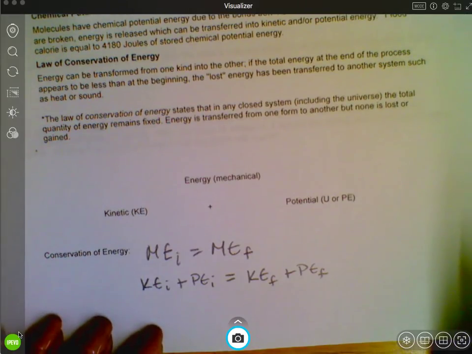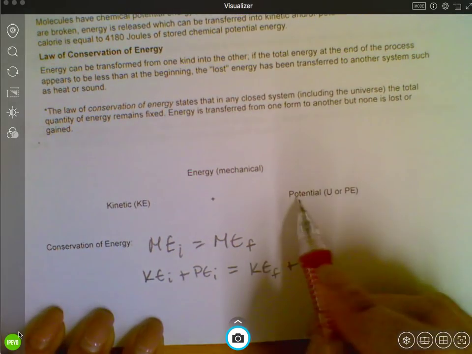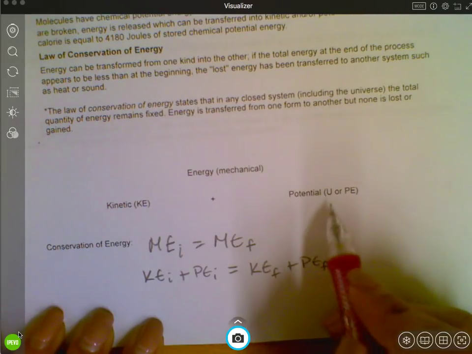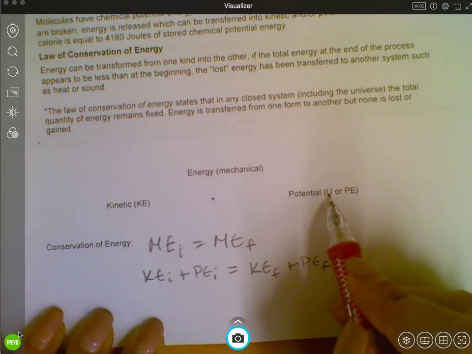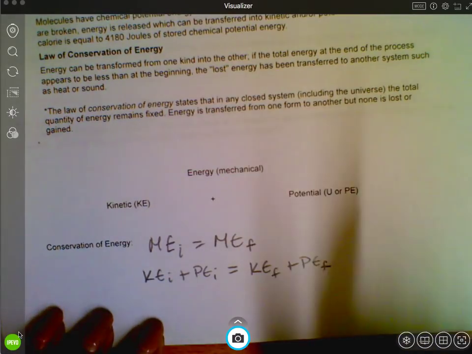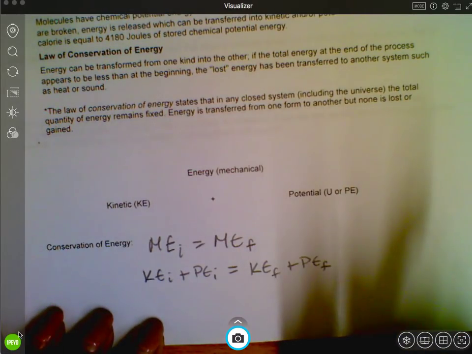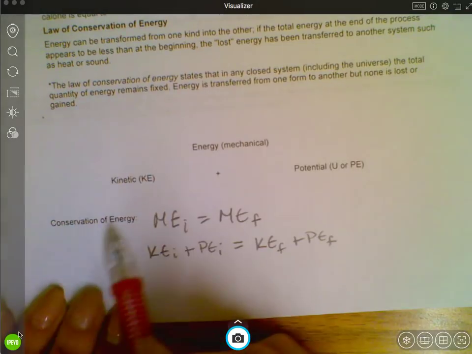Okay? Sometimes you see a U here. Sometimes, like college or sometimes books will use U for potential energy. I don't know why, it's just what they do. We're going to use PE on all of our assignments, but if you see U in your book, it's just because sometimes we'll use U for potential energy.